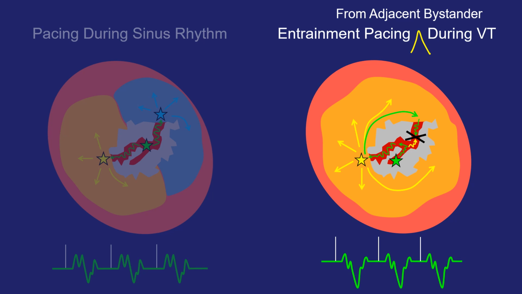The one difference, though, might be, as we talked about before, when pacing during sinus rhythm from a bystander, that stim to QRS time will get longer, because here we have a longer electrical distance between that pacing site and the exit.